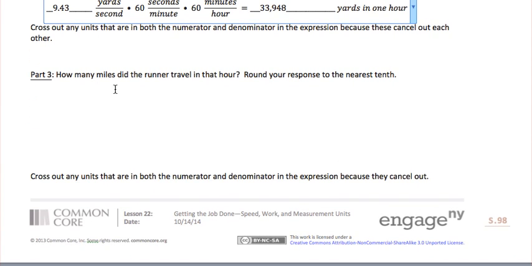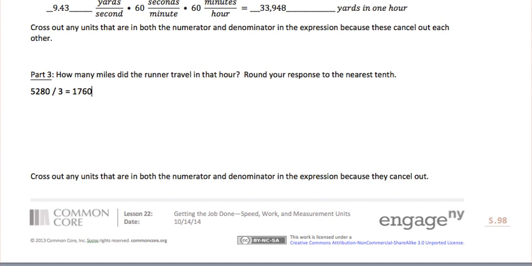How many miles did the runner travel in that hour? Well, since our answer was already in yards in 1 hour, we need to know how many yards there are in 1 mile. Even if all you know is the number of feet in 1 mile, you could take the number of feet, 5,280, and divide it by 3 feet, since there are 3 feet in each yard. And that would tell us that there are 1,760 yards in a mile.